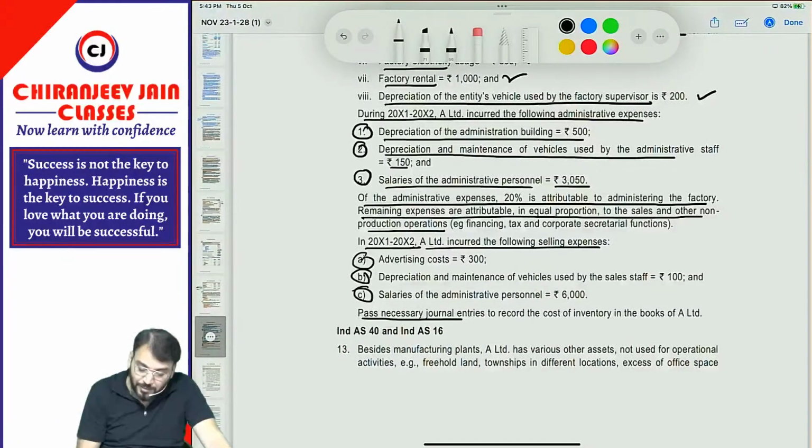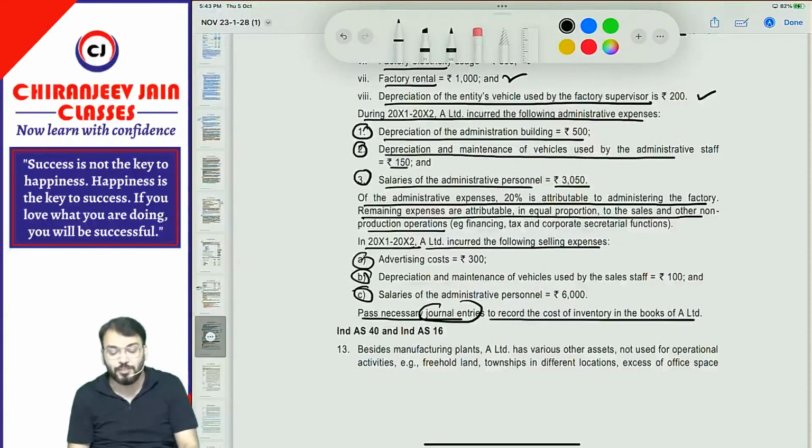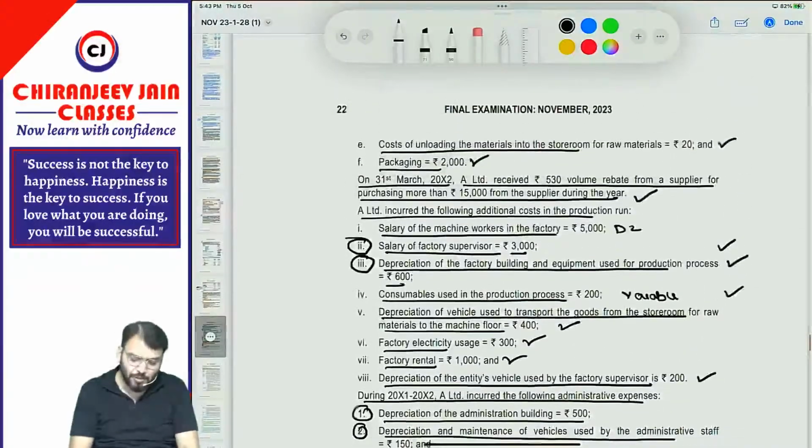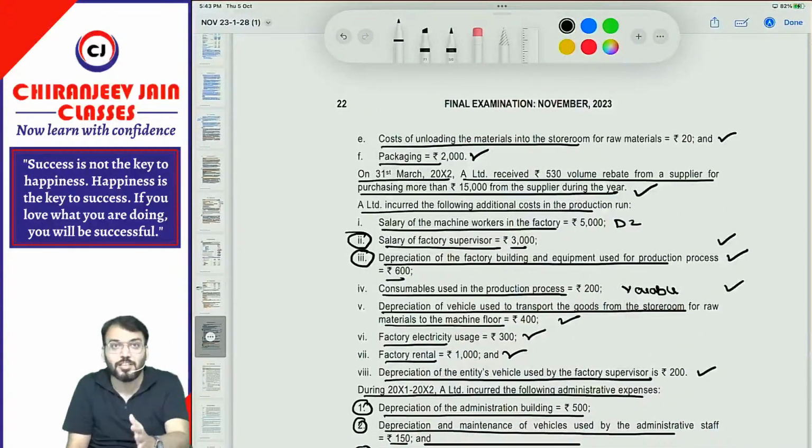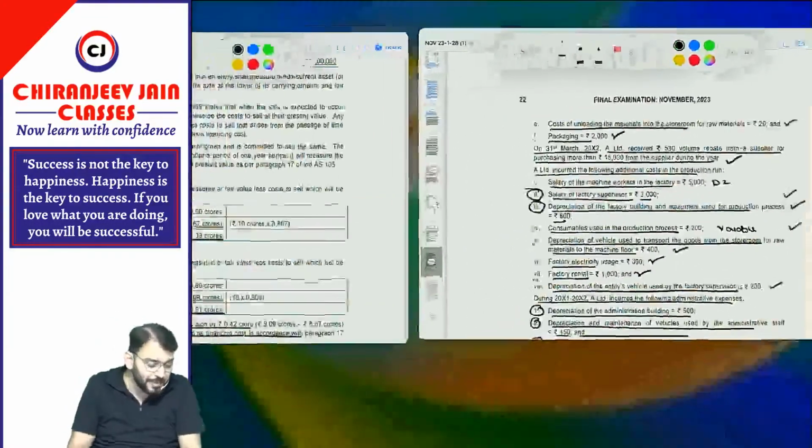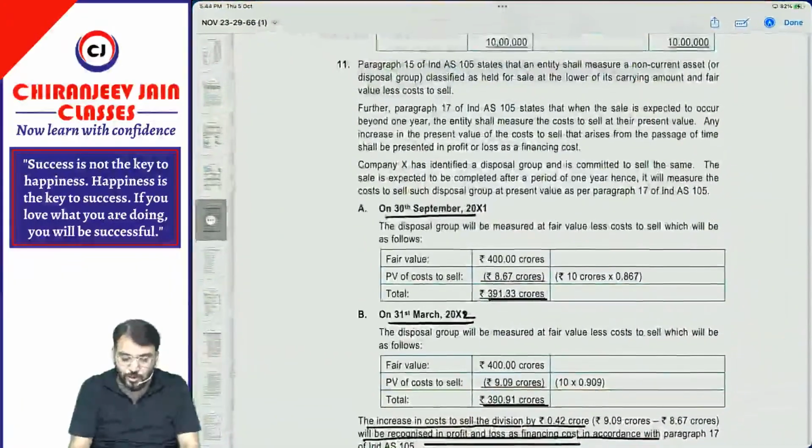They have asked for the journal entry to record the cost price of inventory in the books of A Limited. So we need to understand what journal entry to make. I hope you have understood what is added and what is not added. Once you have understood this, we can understand the journal entry. Let me explain this particular point with the solution.